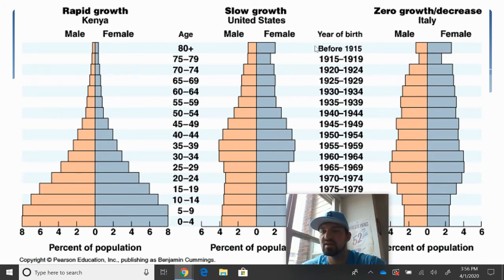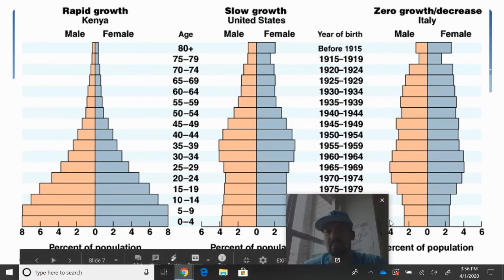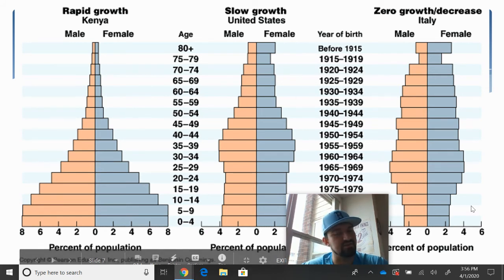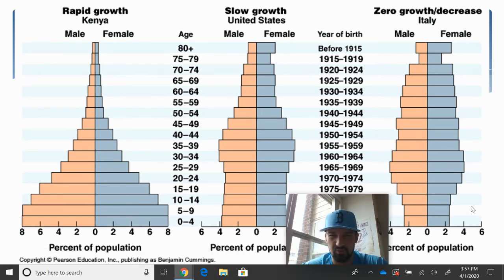But then Italy, on the right-hand side of your screen here, this is a good representation of zero growth or a decrease of growth. All right, and so maybe if you look at the top third here, and then the bottom third, it looks like those could be very, very similar, if not more older people than younger people. All right, so Italy is actually experiencing no growth, or they might even be losing population as a whole.